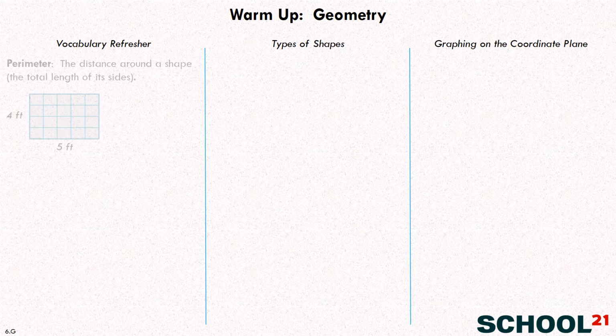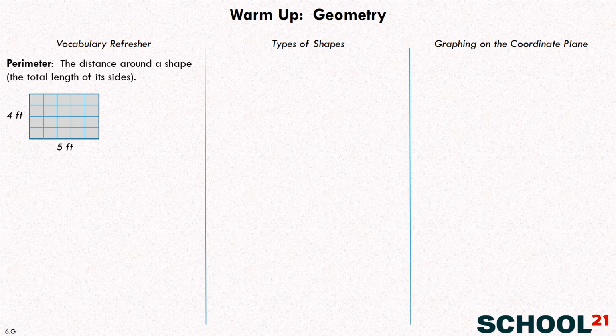Okay, so first thing, perimeter. The perimeter is the distance around any shape, so it's really the total length of its sides. Like here's a rectangle, for instance. It's got a length of 5 feet and a width of 4 feet. So what would its perimeter be? How would you figure that out?